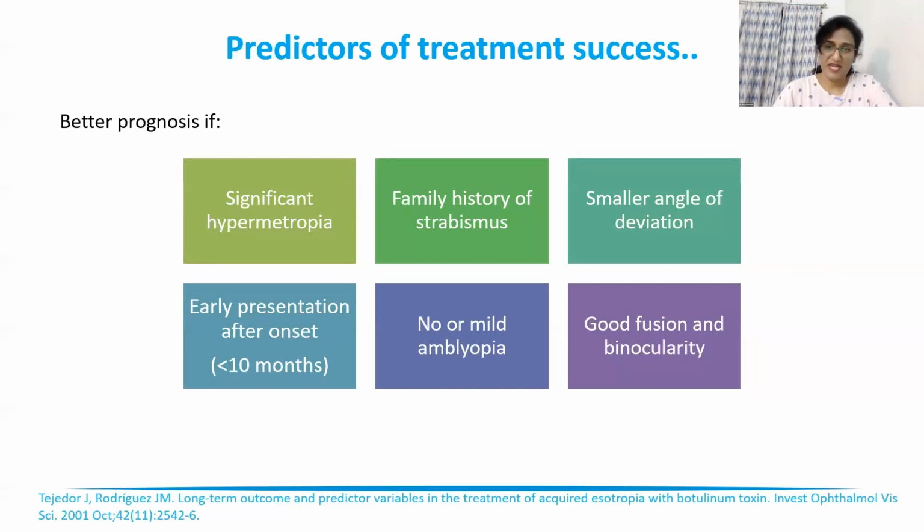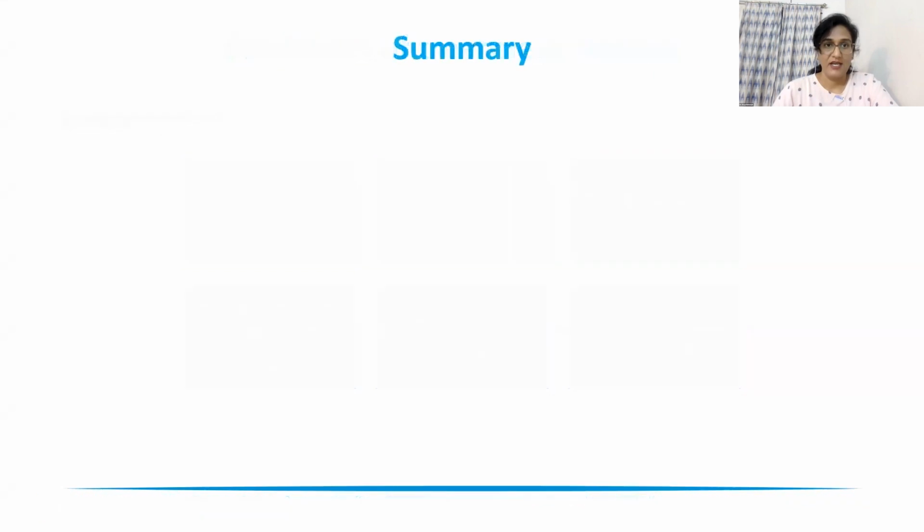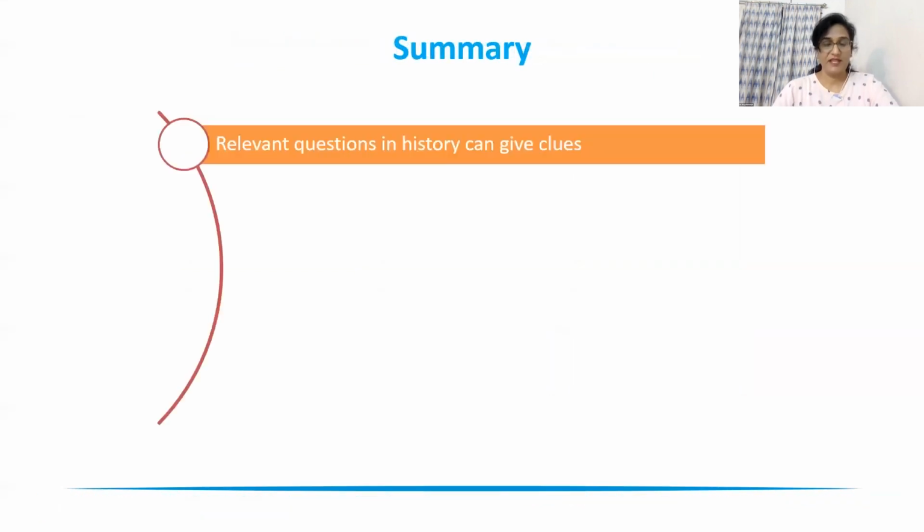Now the logic behind that is probably because binocularity may still be maintained. Again, early presentation after onset is a good prognosticating factor, maybe because again, binocularity is maintained. Mild or no amblyopia can give good results. So to summarize, whenever we see a case of acute acquired committant esotropia, we have to ask relevant questions in history. We have to sometimes revisit history. It can give us clues as to what this condition could be and therefore give a direction to the management of such a case.